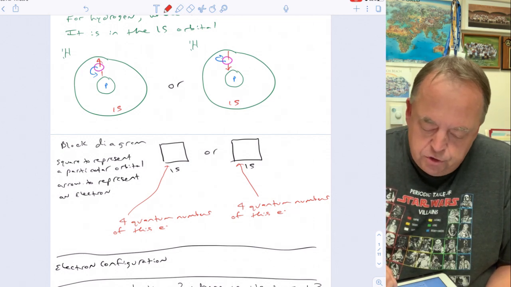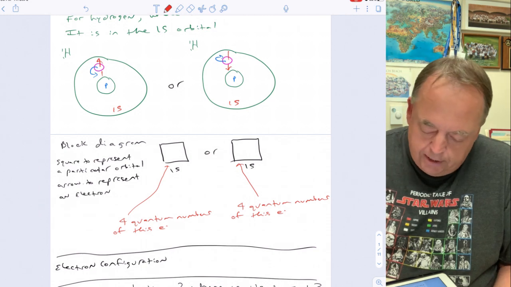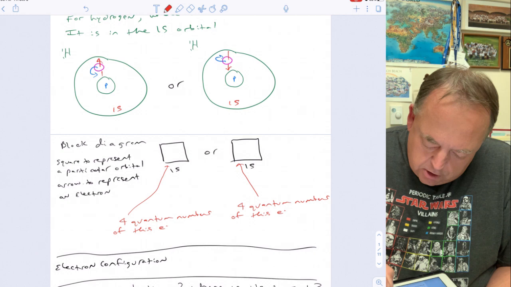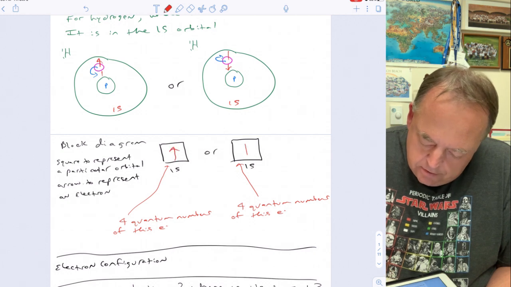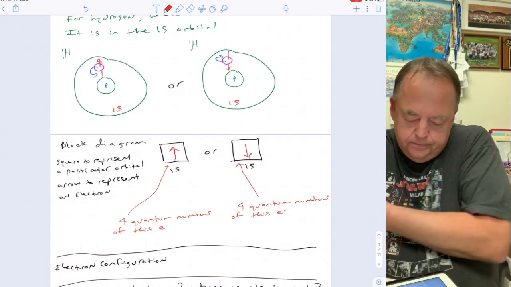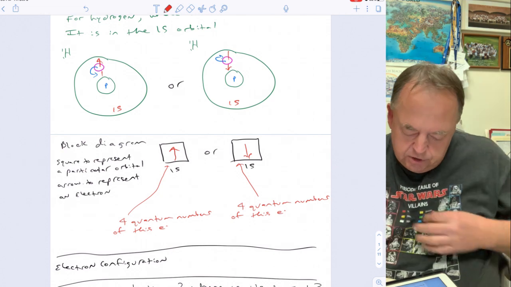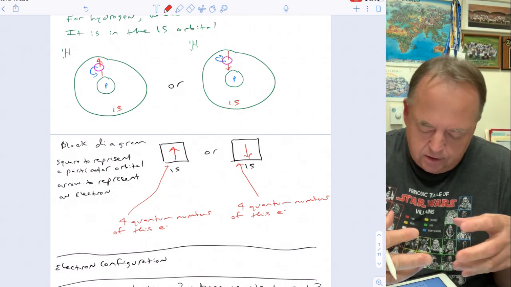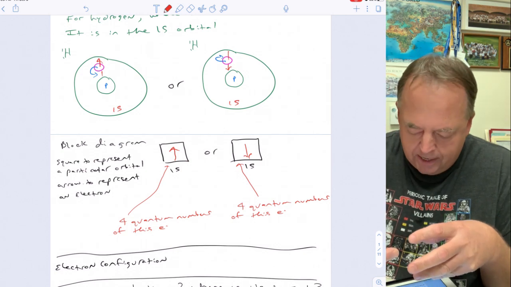So a square is used to represent the orbital, in this case representing a 1s orbital. And if we wanted to represent the electron, then it could either be spin up or spin down. Okay, so let's see if you can put your chapter 7 knowledge together with what we've covered so far in chapter 8.